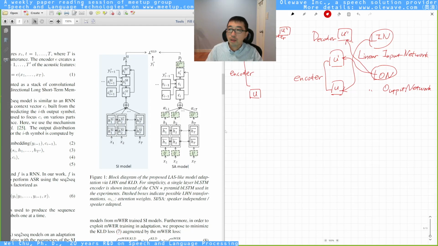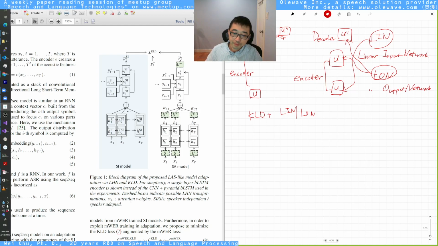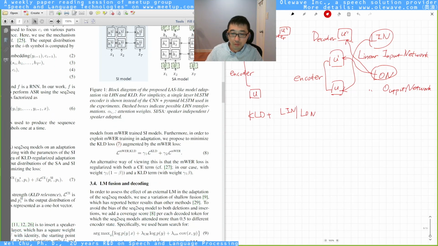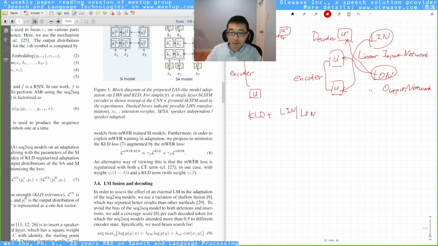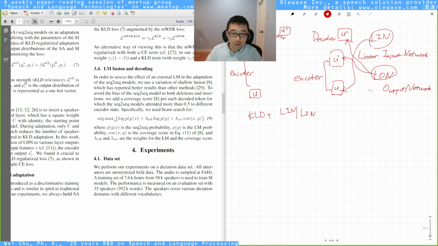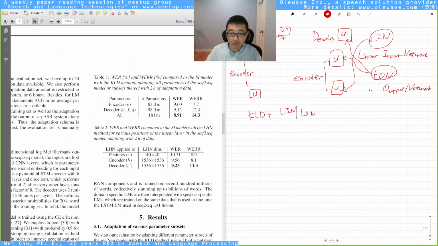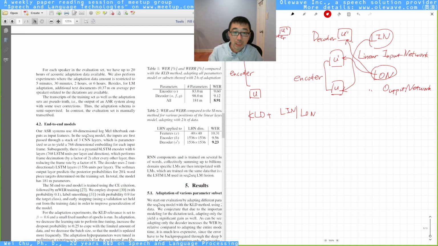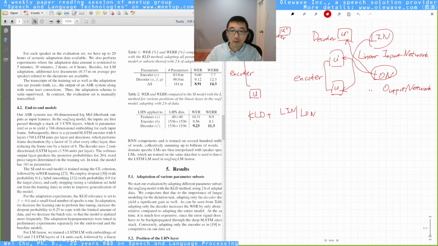It's because the author has tried that, okay, and he said the KLD has to be used together with the LIN and LON. I don't have much comment on that. All he was saying is that you need to have some extra layer at the bottom and at the top. He did some minimum word error loss. I think that's new in this paper, so I will skip this. And the LM fusion, the decoding, that's not new. For the experiment, I say that the result is really good, and the description of the experimental setting is very clear, very clear.